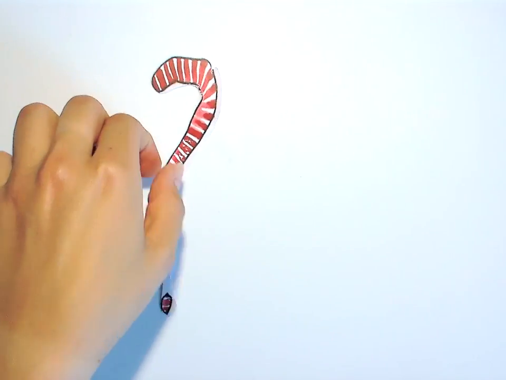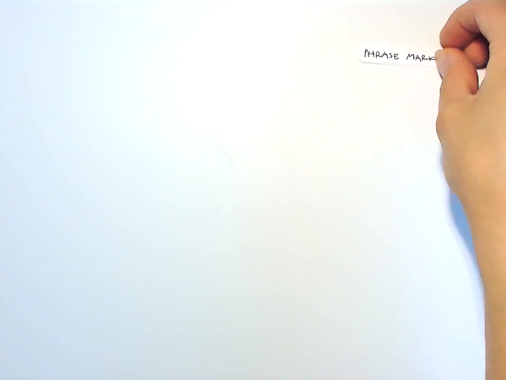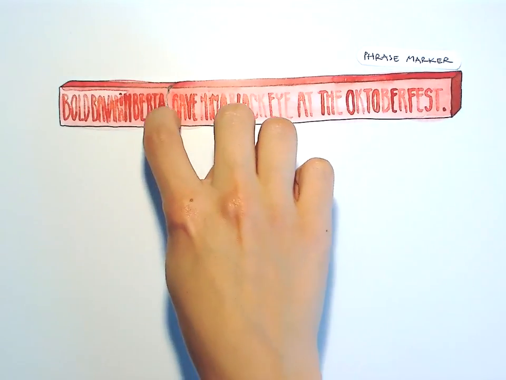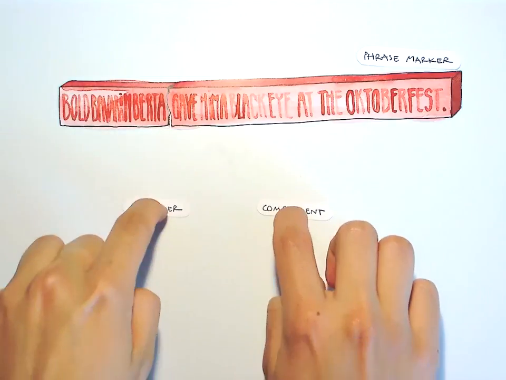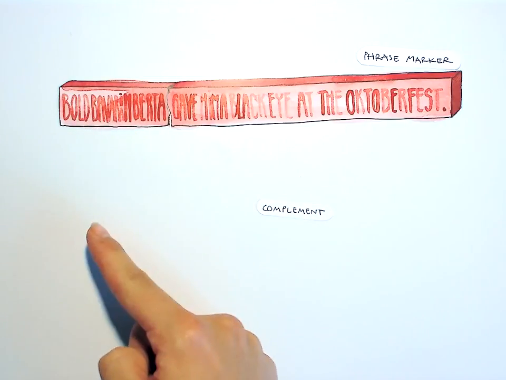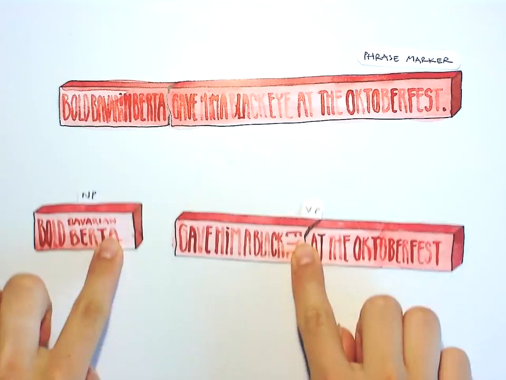Now we are going to have a look at the verb phrase in more detail. Let's have a look at a new phrase marker. Bold Bavarian Bertha gave him a black eye at the Oktoberfest. If we look at this phrase marker more closely, we will understand the difference between modifiers and complements a bit better. Remember what we said about modifiers being optional and complements being necessary? The phrase marker shows exactly that.